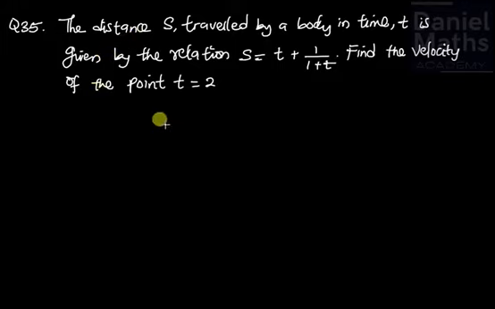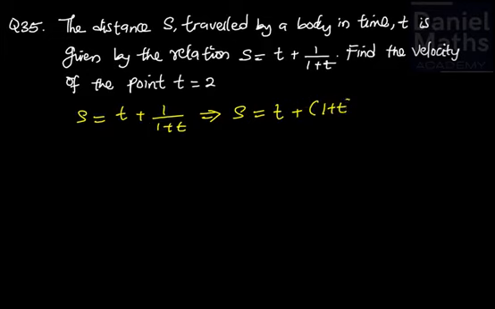Alright, so what we'll have to do here is first of all to write out our formula, that s is equal to t plus 1 over 1 plus t. So this is what we have now. We could go ahead to transform this, and this will give us that s is equal to t plus, then for 1 over this, it will give us (1 plus t) all raised to power minus 1. Okay, so this is what we have here.